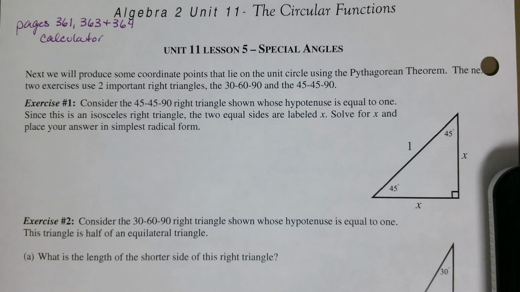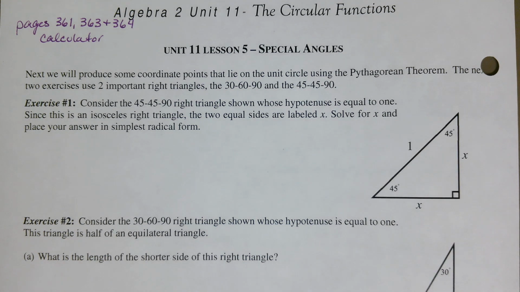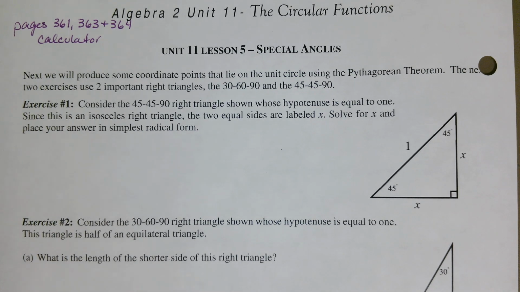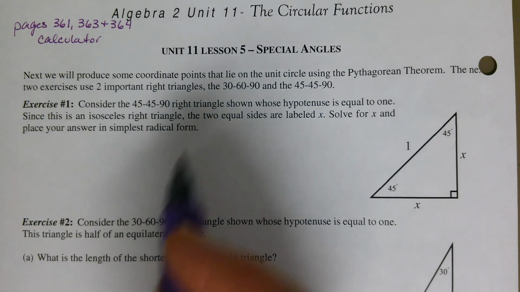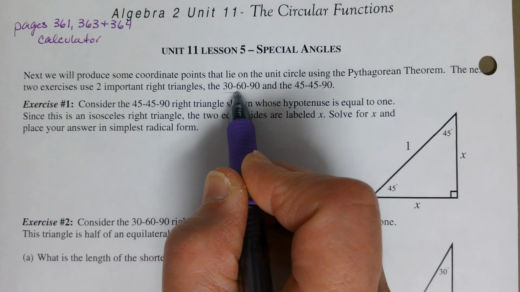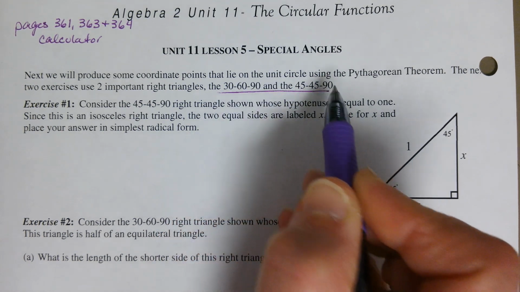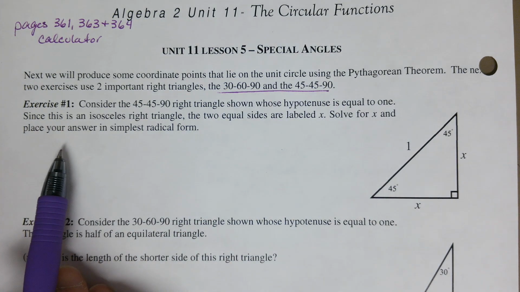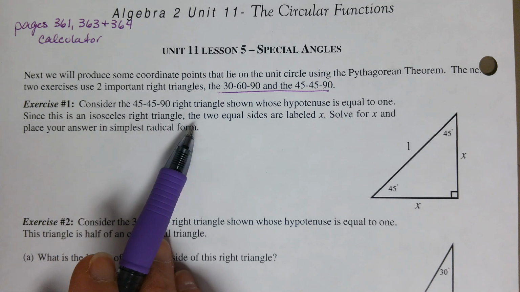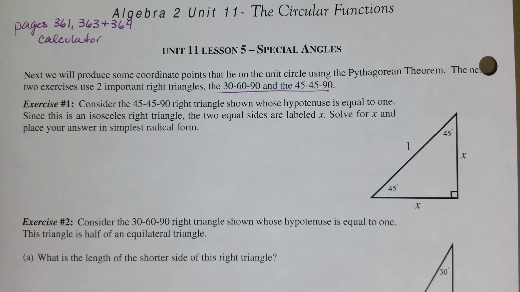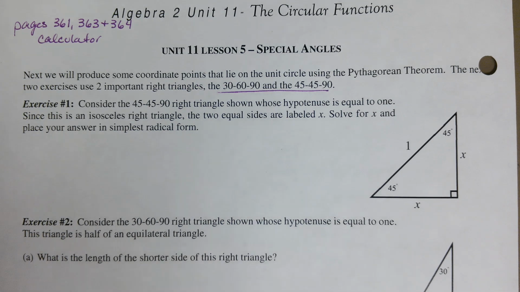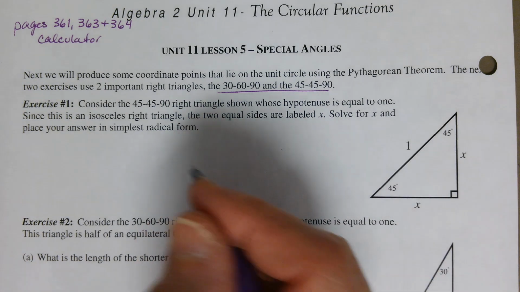So next we're going to look at some coordinate points that lie on the unit circle using the Pythagorean theorem. We have two important right triangles, our 30, 60, 90 and our 45, 45, 90. Our first exercise, consider the 45, 45, 90 degree right triangle shown whose hypotenuse is equal to 1. Since this is an isosceles right triangle, the two equal sides are labeled x. Solve for x and place your answer in simplest radical form.